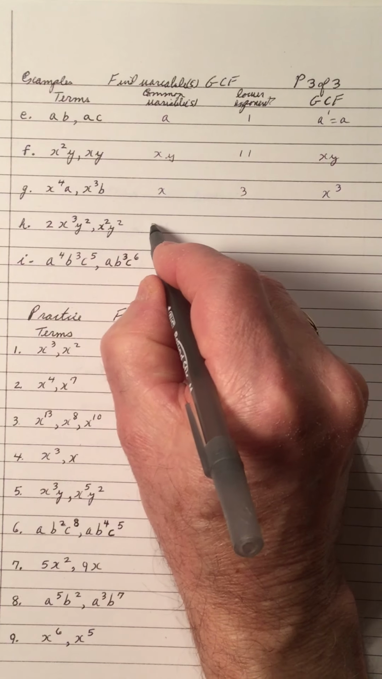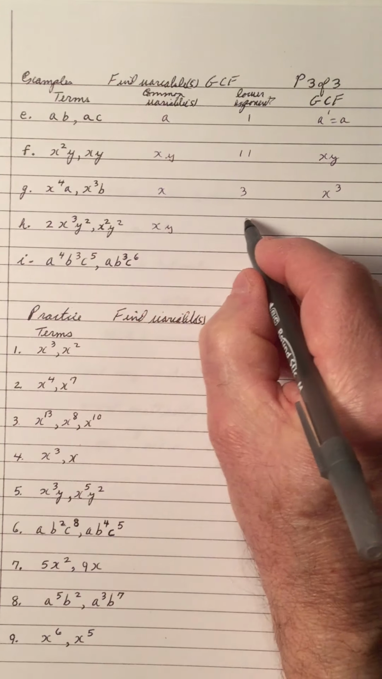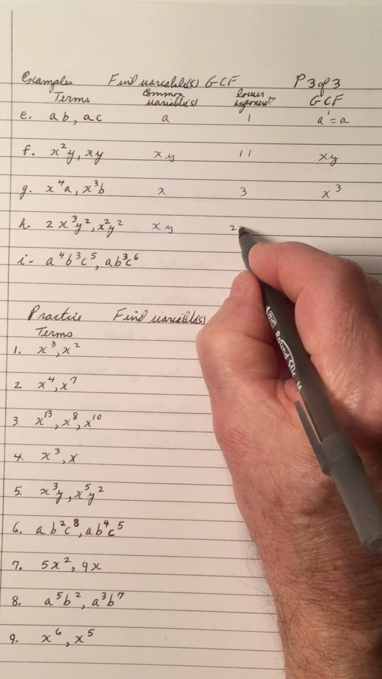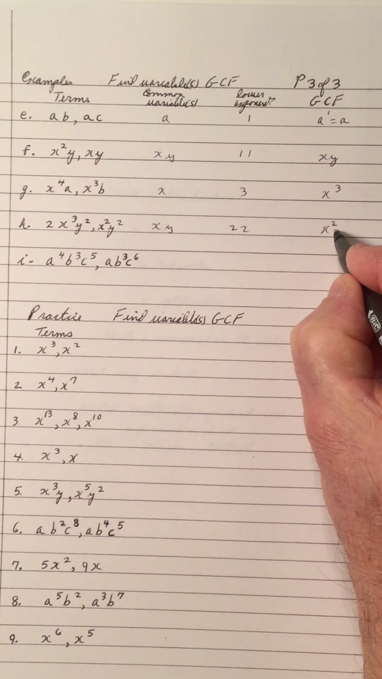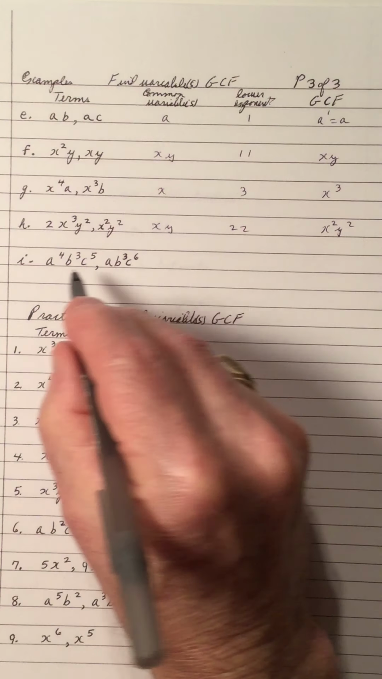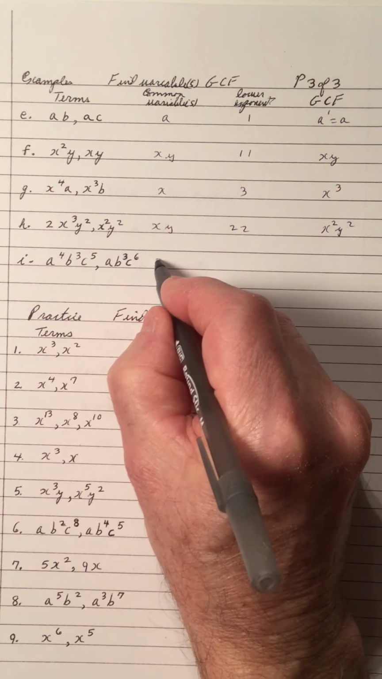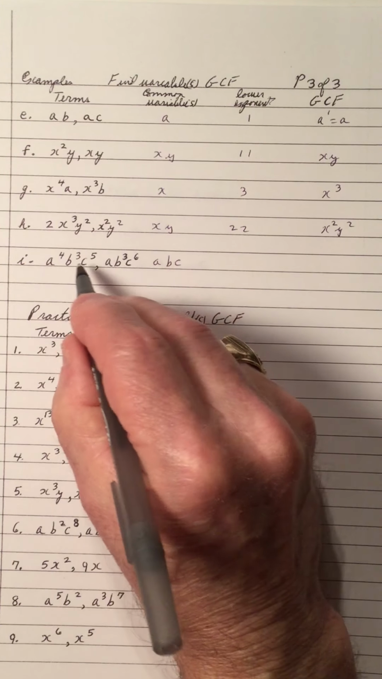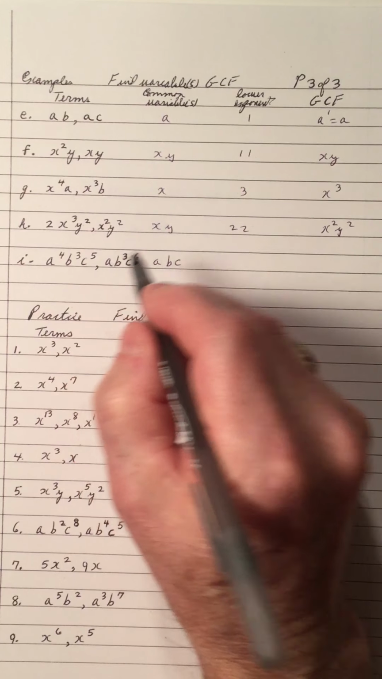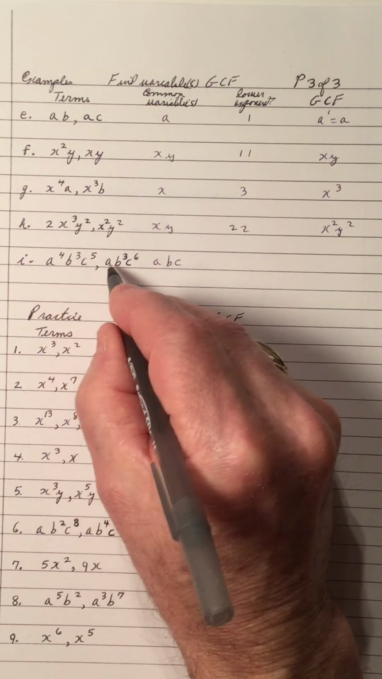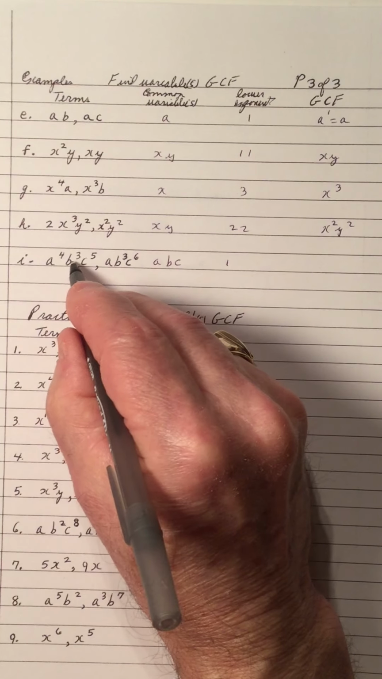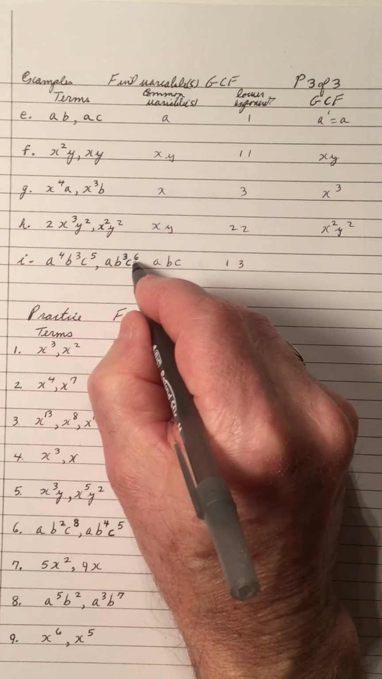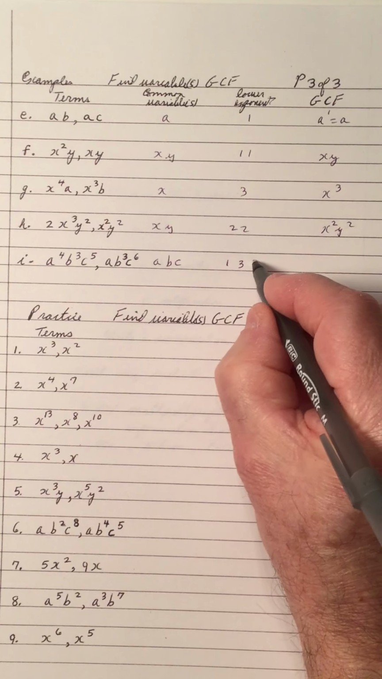So we have an x common, and we have a y common. The smaller exponent of x is 2. The smaller exponent of y is 2. So the GCF is x squared y squared. And in I, we have an a, a b, and a c common. So we have 3 variables common. The smaller exponent of a is 1. The smaller exponent of b is 3. The smaller exponent of c is 5.